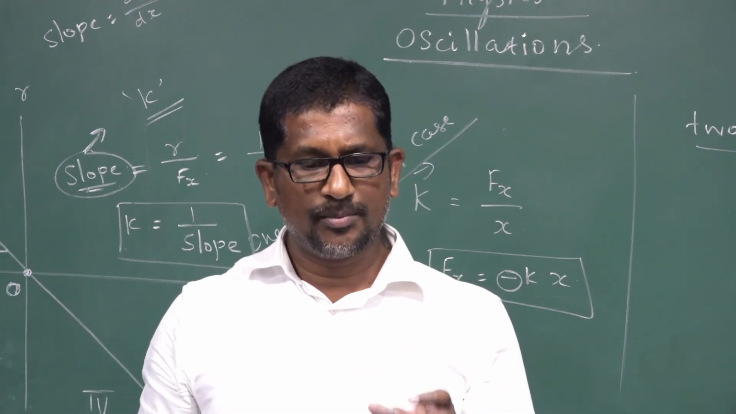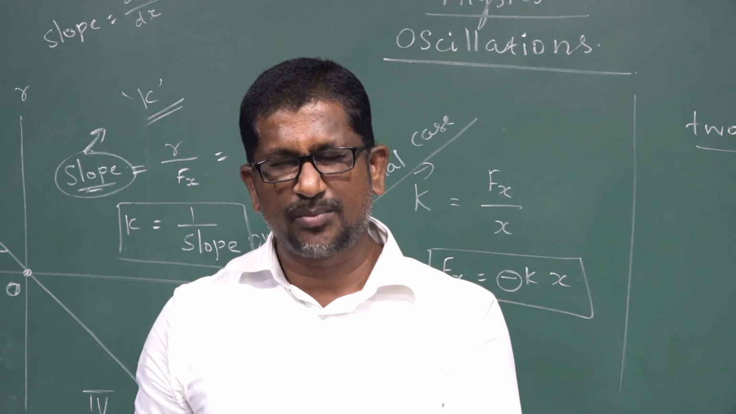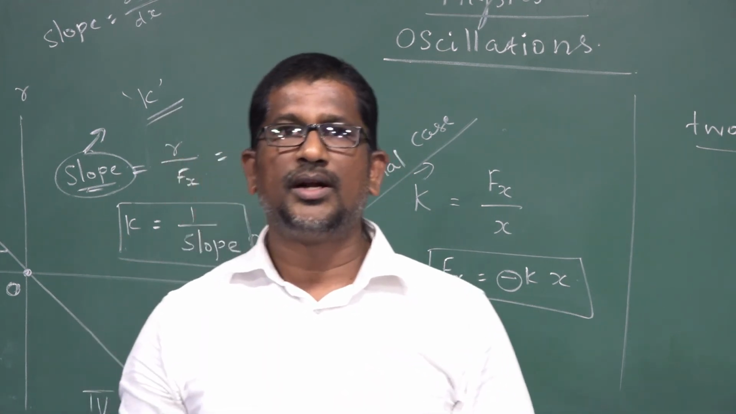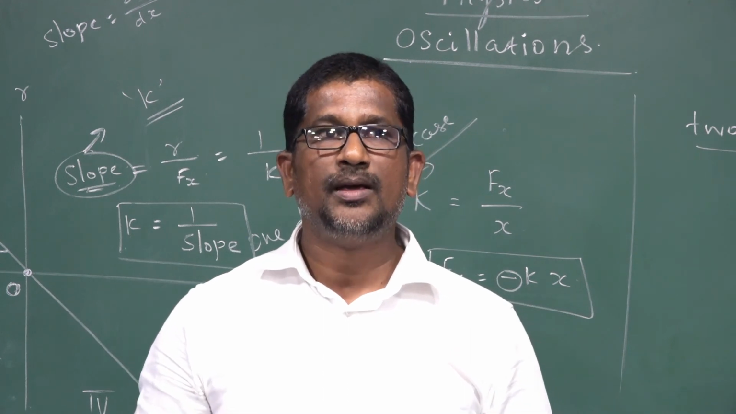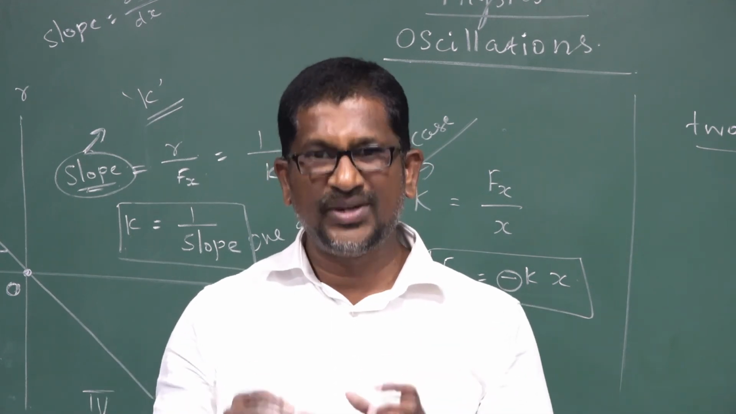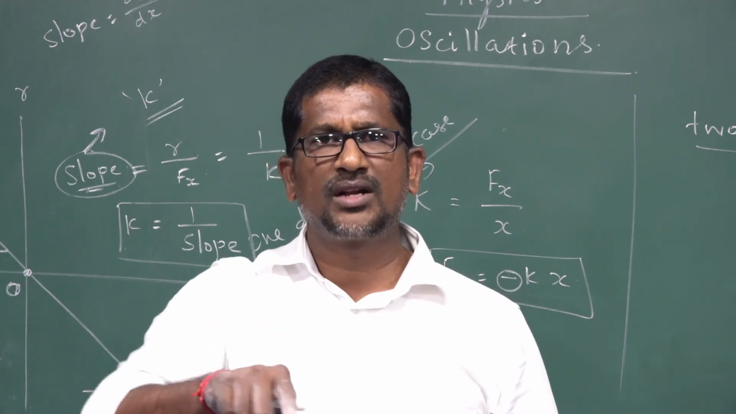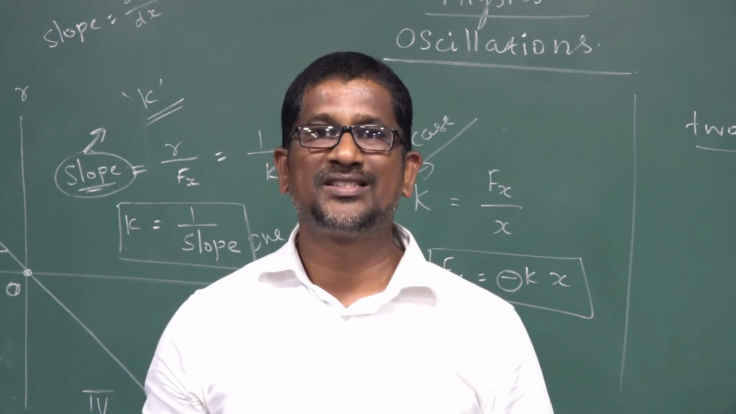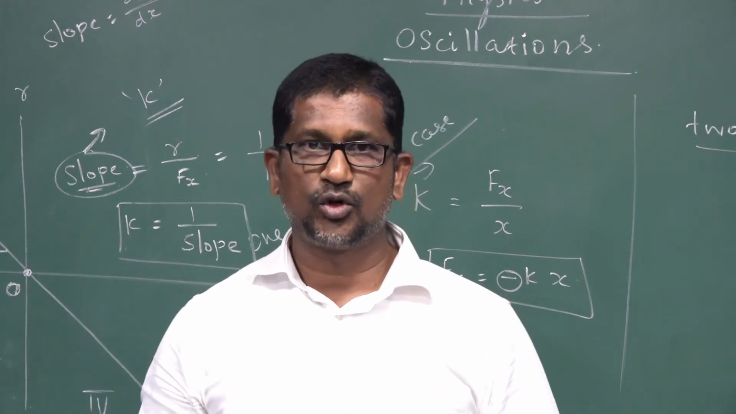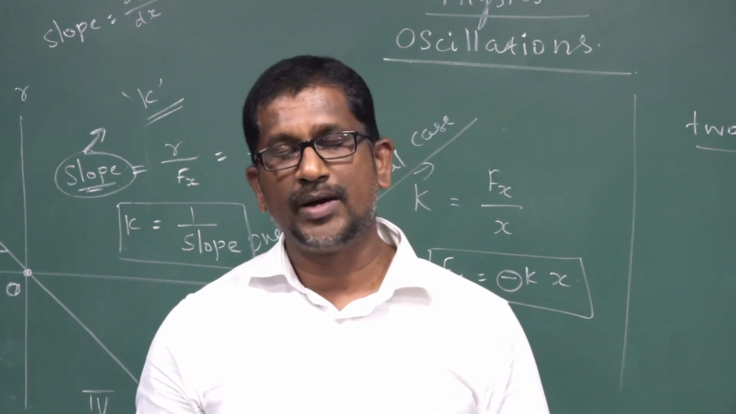The best example for periodic motion is oscillatory motion. What is meant by oscillatory motion? If a particle moves back and forth repeatedly after regular intervals of time, it is known as oscillatory motion. Oscillatory motion is also called vibratory motion.